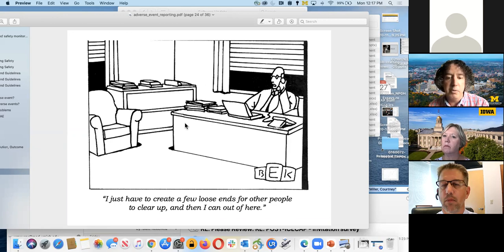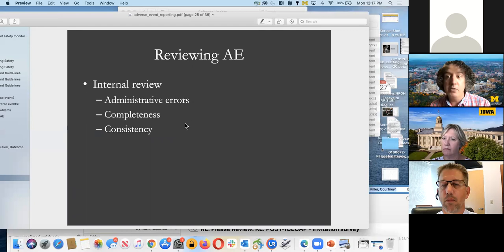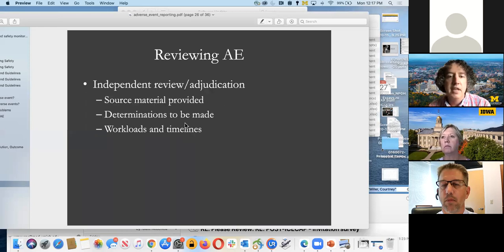There's a few loose ends for other people to clear up, and then this is the PI and the people at the data coordinating center, the clinical coordinating center, and the site study coordinator work to clear things up after the PI is like, yeah, that was an adverse event. So then what happens with these, depending on the phase of the trial, you want to have some internal review to just do some initial quality checks for administrative errors and completeness and consistency. But you do want there to be some independent review and adjudication when possible.